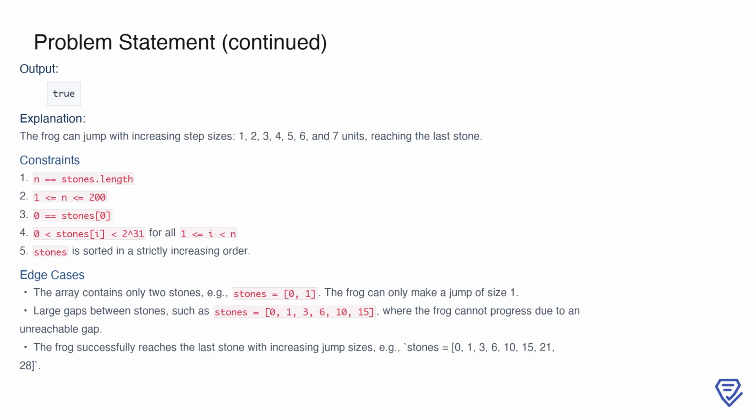Let's explore another example where the frog succeeds. For the input array 0, 1, 3, 6, 10, 15, 21, 28, the output is true. Here, the frog can cross the river by making progressively larger jumps. It starts with a jump of 1 unit to position 1, followed by a jump of 2 units to position 3, then 3 units to position 6, and so on. The jump sizes increase sequentially, 4, 5, 6, and finally 7 units to reach the last stone at position 28. This demonstrates how the frog can adapt its jump sizes to match the layout of the stones.